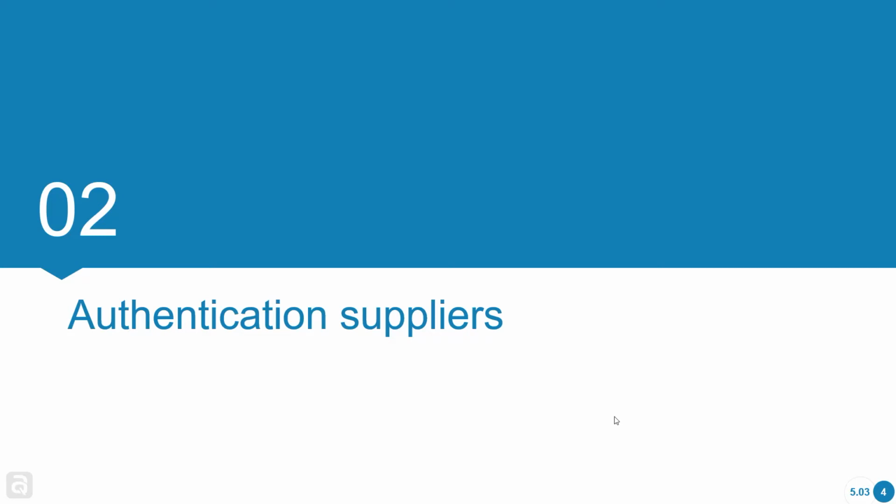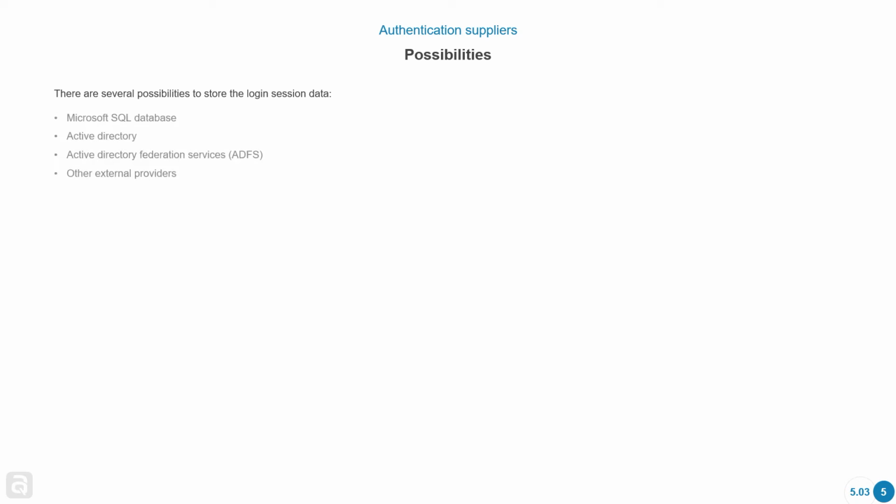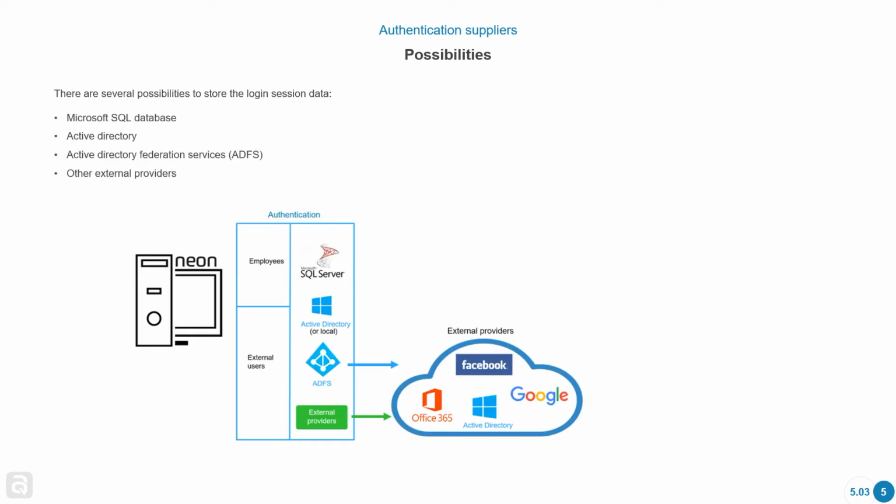In this part, we are going to learn about authentication providers. Authentication in Aura Quantic is flexible, and it is decided at the moment we install it, although we can modify some things later on. There are several possibilities to store the login session data: Microsoft SQL database, Active Directory Federation Services, and other external providers.